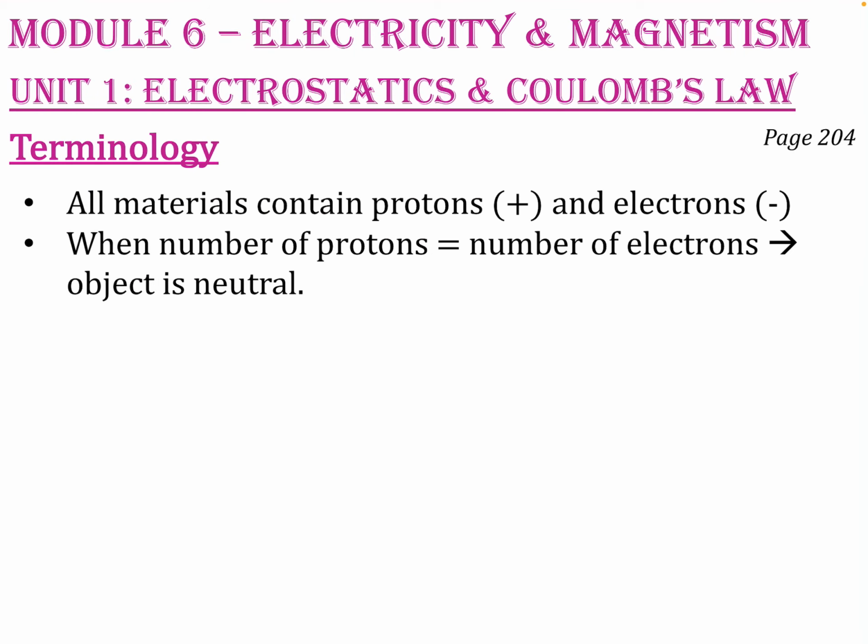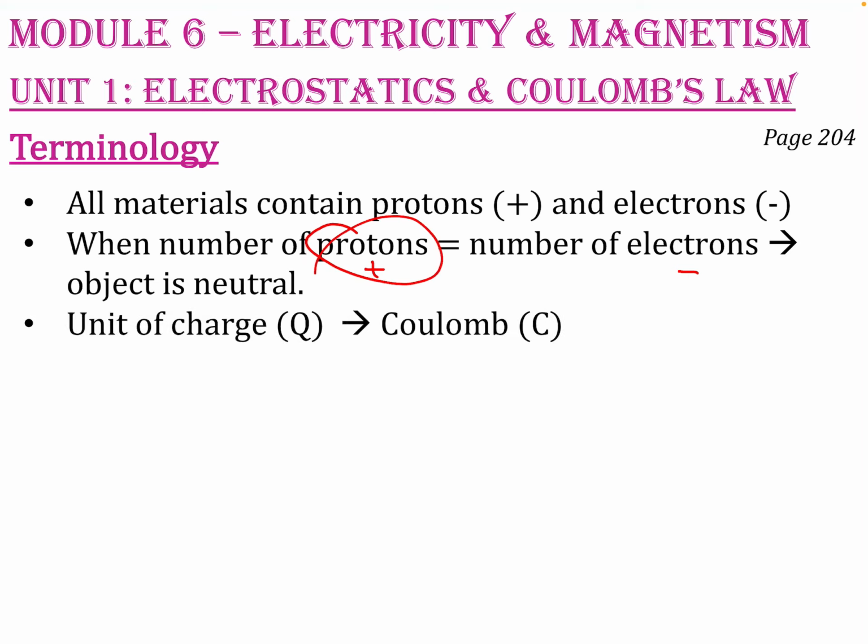electrons, sorry. When the number of protons, so my positive charges, is equal to my number of negative charges, then my object is neutral. You guys know that, all right? If there's an excess of electrons, then it's negative. If there's a deficiency of electrons, then it's positive. Remember, protons can't move, okay? Protons can't move. That's important.